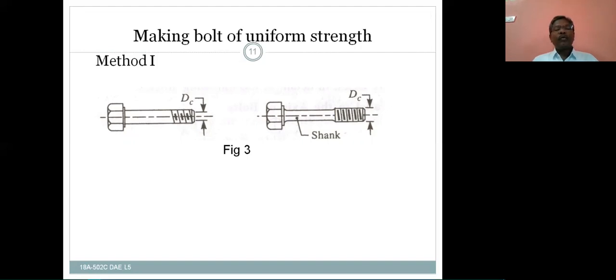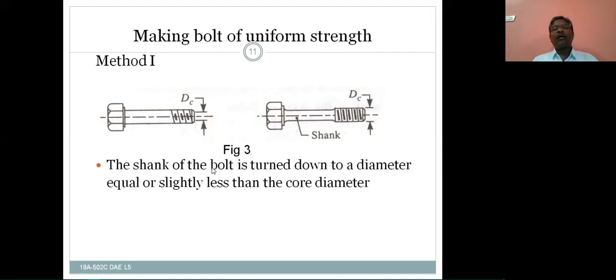So in order to manufacture this type of bolts, let us see in this figure. The shank part is reduced to a diameter of root. That means by turning the shank length to a diameter equal to core diameter. That means this will now become the core diameter, whereas in the previous case this is the nominal diameter. So now it will become equal to core diameter, that is DC. This is the first method.